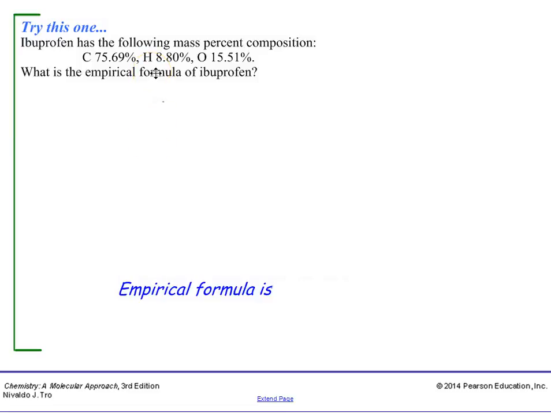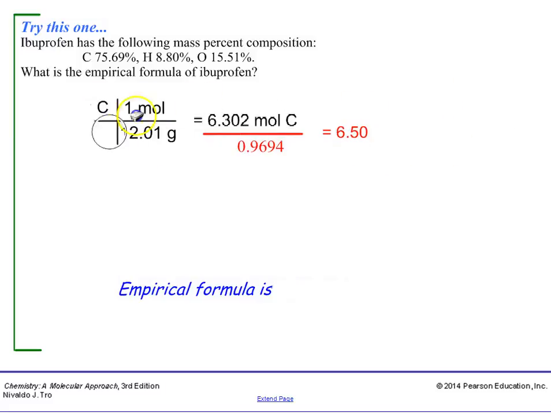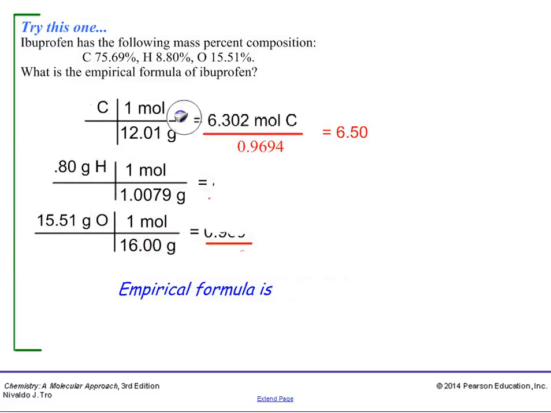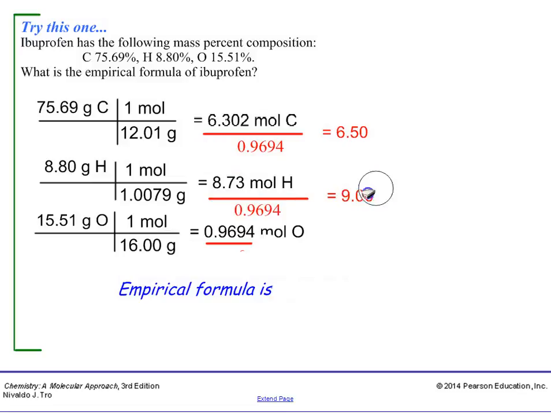Now we're going to take a look at ibuprofen. Pause the video and see if you and someone near you can figure out the empirical formula. When you're ready, you can start again. Okay, let's take a look at what we did. First thing I did was convert everything to moles. And I ended up with 6.302 moles of carbon, 8.73 moles of hydrogen, and less than a mole of oxygen.